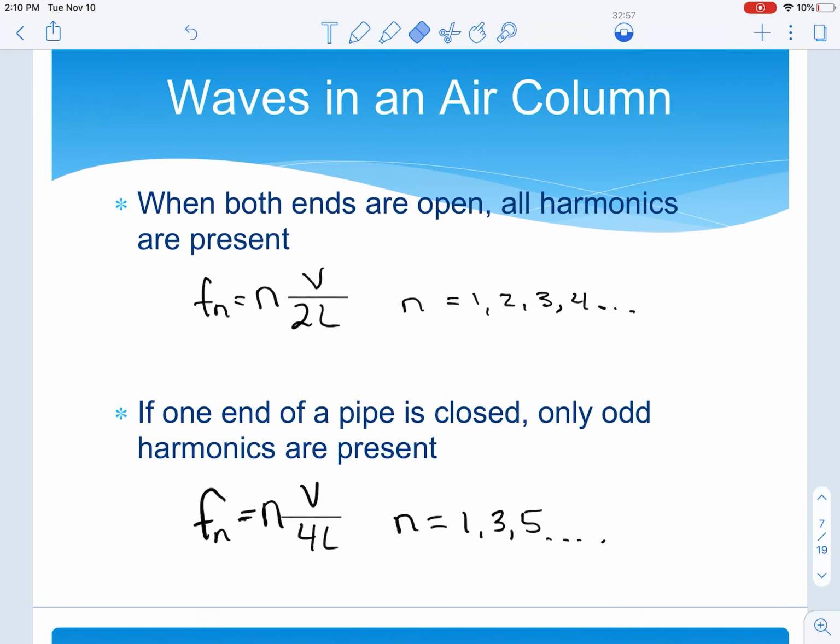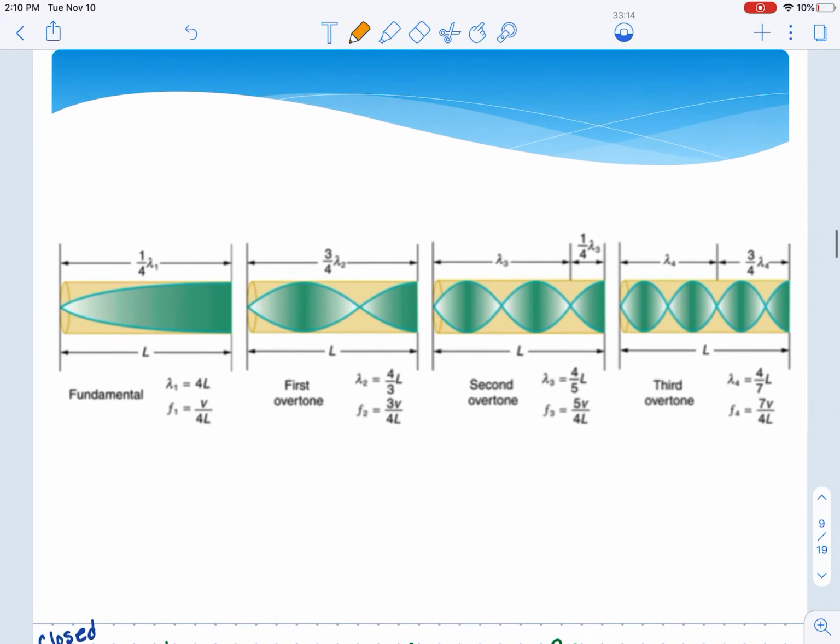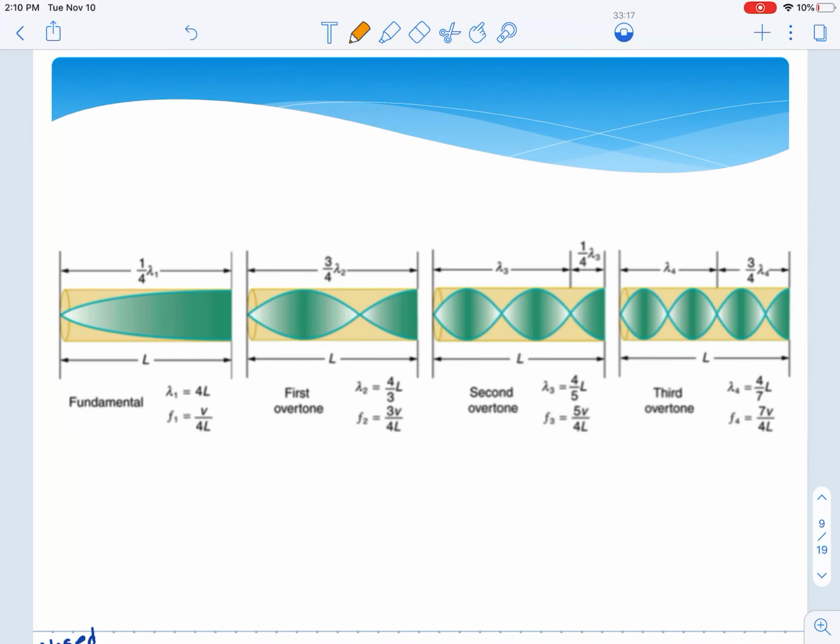So you can see here that it says that if we have one end that is closed and one end that is open, then we are going to use this equation for our frequency. And then if you'll notice, we can only use this for odd integers of our harmonics. So here is a quick little visual for you. If we have a tube where it is closed on one end, so we start with a node, but it is open on the other, we're going to end with an antinode.